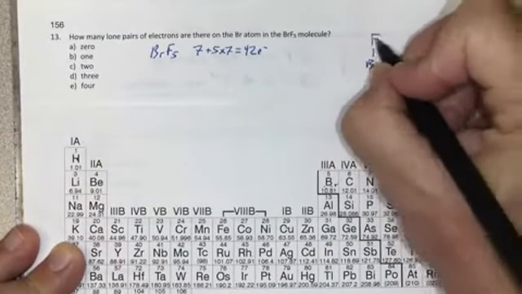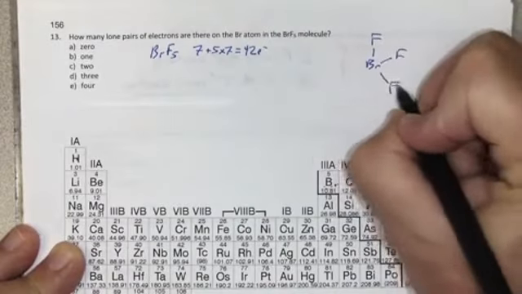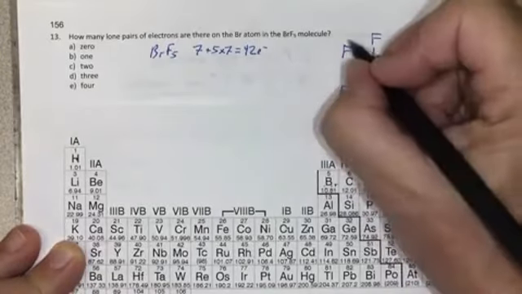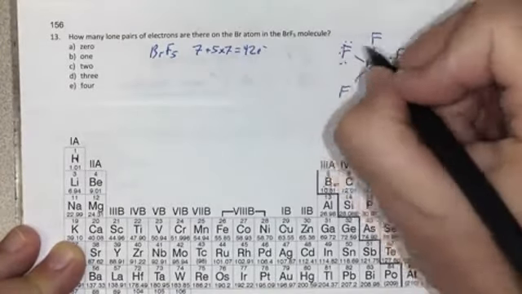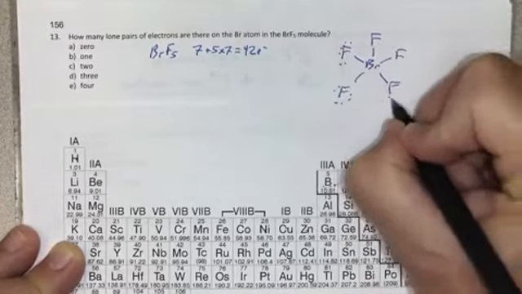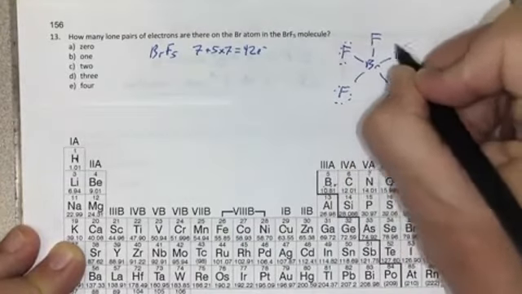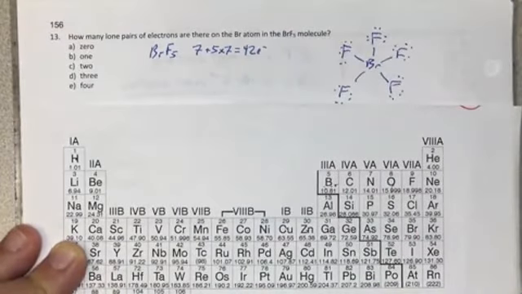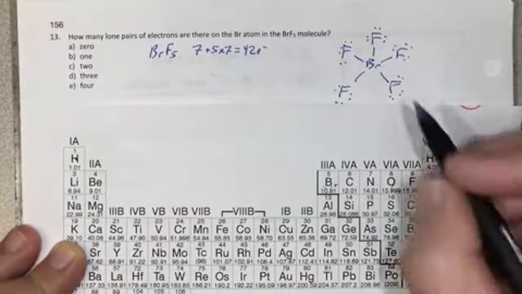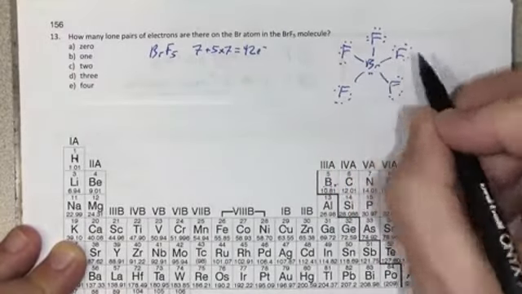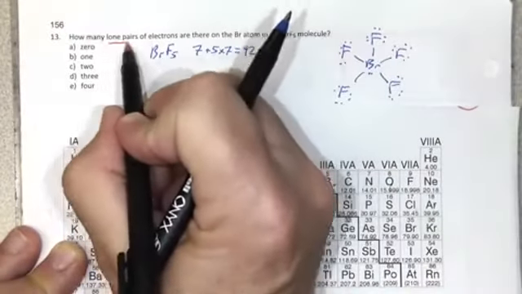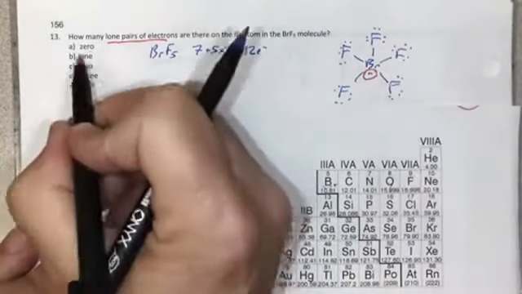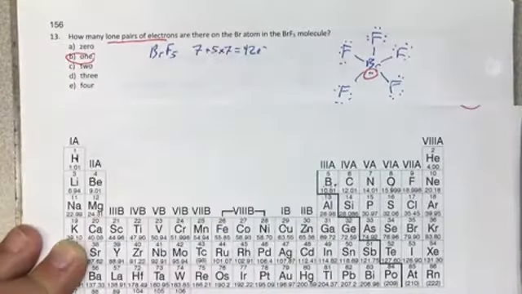First, connect the atoms. 2, 4, 6, 8, 10 electrons. Next, you complete the octets on the outer atoms. 12, 14, 16, 18, 20, 22, 24, 26, 28, 30, 32, 34, 36, 38, 40 electrons. We've only distributed 40 electrons. So we have to put the leftover electrons on the central atom. That's 42. And it says how many lone pairs of electrons are on the bromine atom in BrF5. There's one lone pair. And so the correct answer, number 13, is choice B.